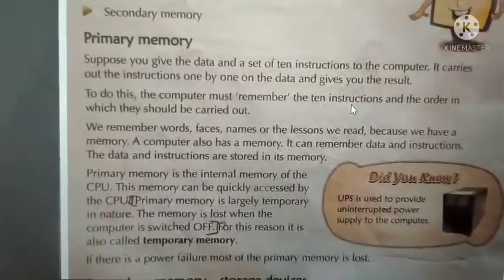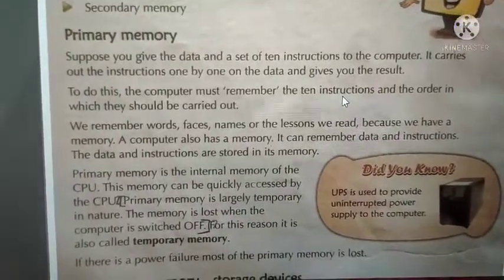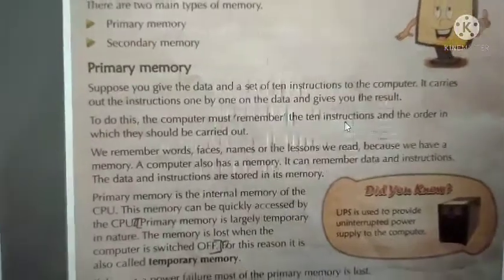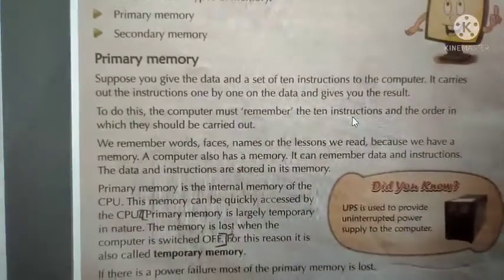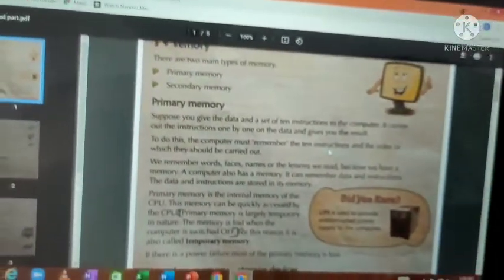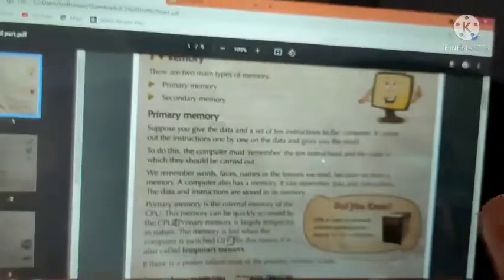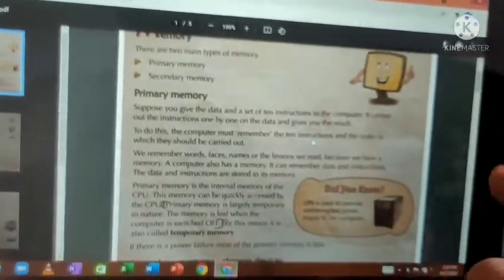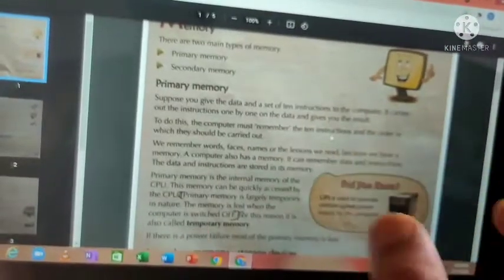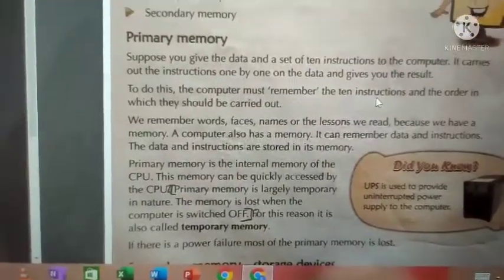So, suppose you give the data and set of 10 instructions to the computer. It carries out the instruction one by one on the data and gives the result. How is the instruction processed in this computer? If you give 10 instructions to the computer, one instruction it will complete, and then it will go for the second instruction, and then the third instruction, in a serial, correct order, one by one. So instructions are carried out one by one.